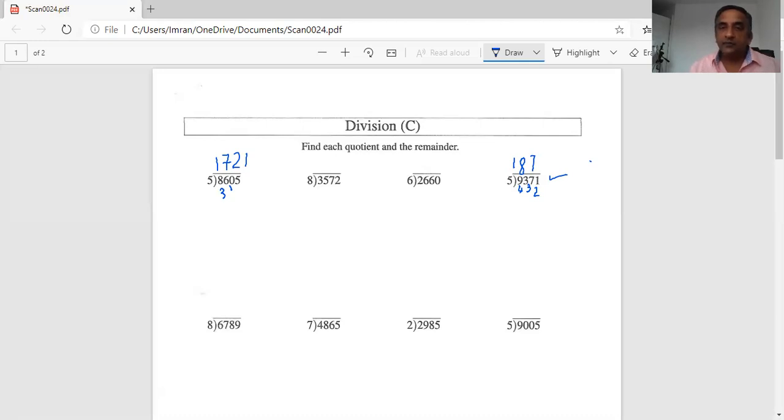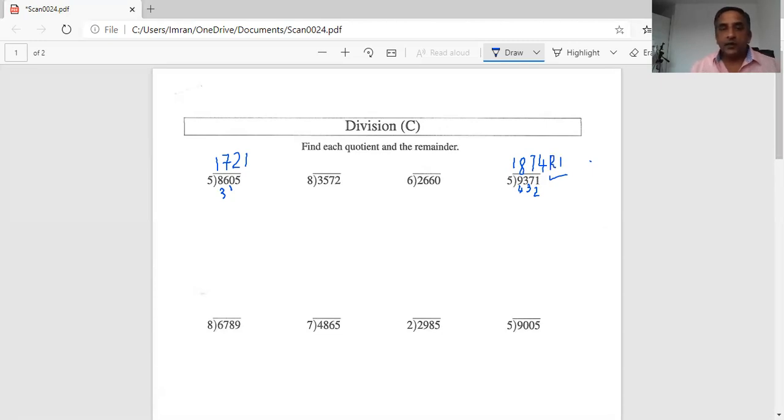So how many times 5's timetable can go on 21? 5's timetable goes on 21 less than or 4 times, because 5 times 4 is 20. So what will be the remainder? Remainder will be 1. So we just write R1 here. That's how we do it.